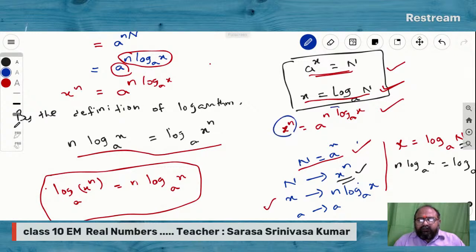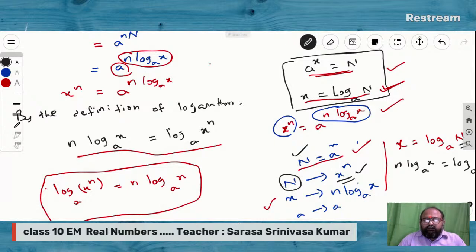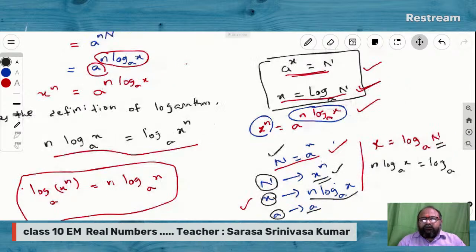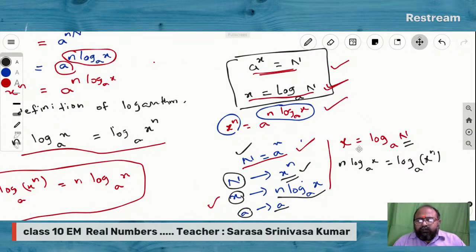So we compare this with the standard formula. If we compare it with the standard formula, then you get n equal to a power x. So that means in place of n, you have x power n. In place of x, you have n log x to the base a. In place of a, you have a only. By applying the logarithmic formula, if n equals a power x, then x equals log n base a.